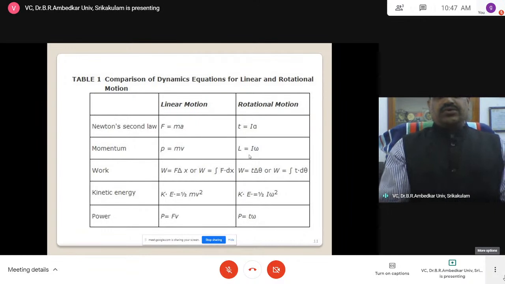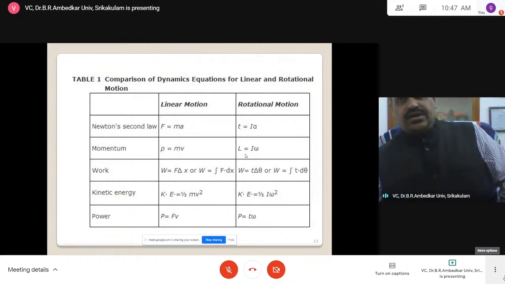Work is equal to force into displacement. If you integrate, this is for a particular force, it is discrete, and this is for continuous. You have to integrate. Like kinetic energy, half mv square: m will be replaced by mass moment of inertia, and linear velocity will be replaced by angular velocity.